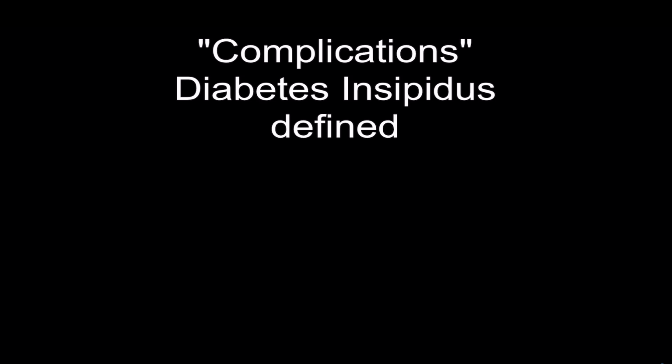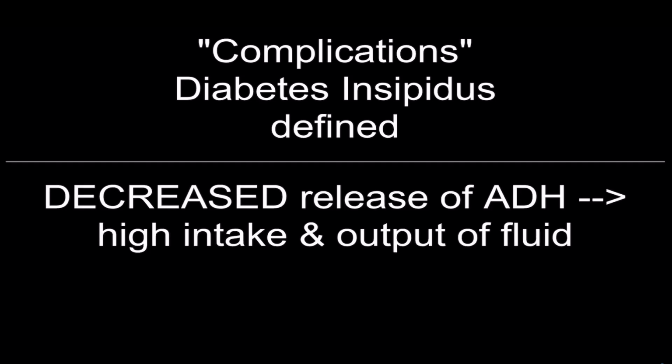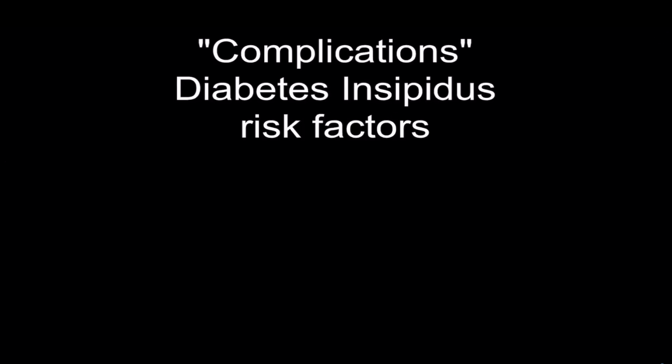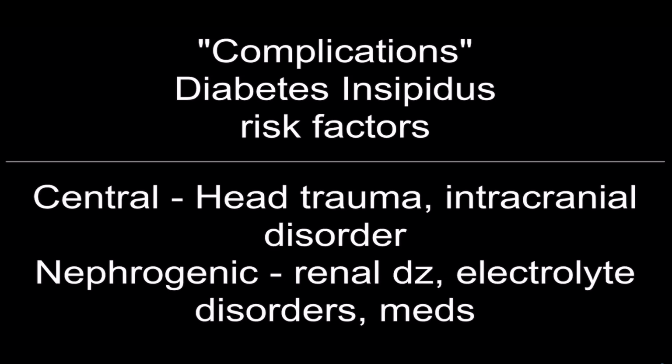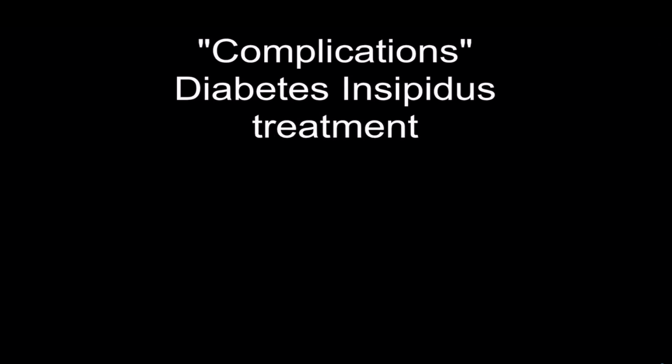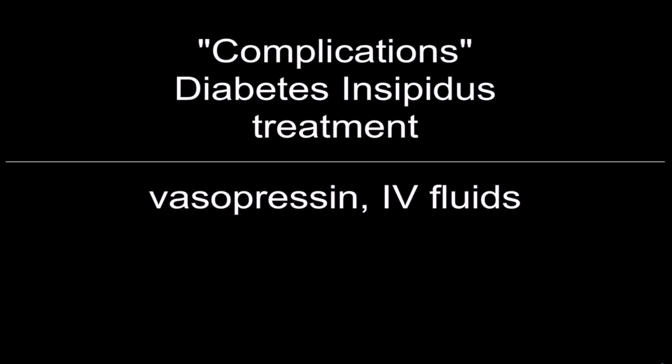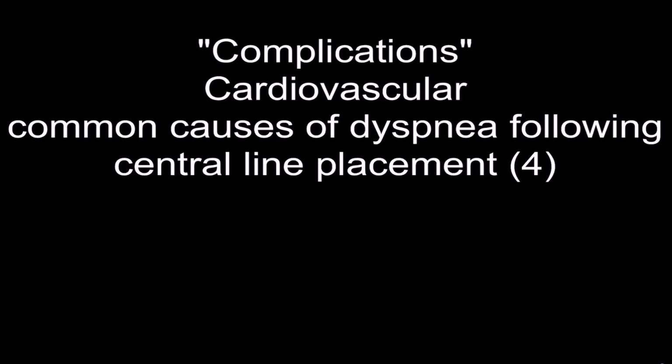Diabetes insipidus is defined as decreased release of ADH, with high intake and output of fluid. Diabetes insipidus, risk factors: central, head trauma, intracranial disorder. If it's nephrogenic, then you have renal disease, electrolyte disorders, and medications that can cause this. Diabetes insipidus treatment: vasopressin and IV fluids.